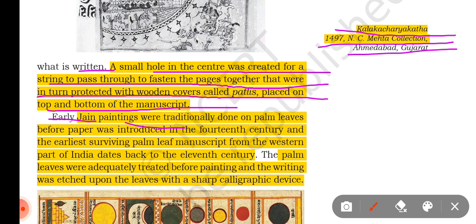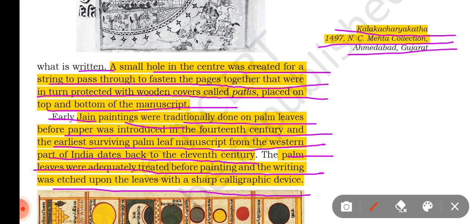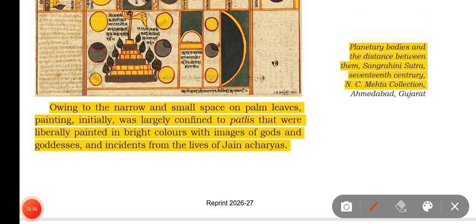Early Jain paintings were traditionally done on palm leaves before paper was introduced in the 14th century, and the earliest surviving palm leaf manuscript from the western part of India dates back to the 11th century. The palm leaves were delicately treated before painting, and the writing was etched upon the leaves with a sharp calligraphy device. Planetary bodies and the distance between them. Sangrahini Sutra, 17th century, N.C.